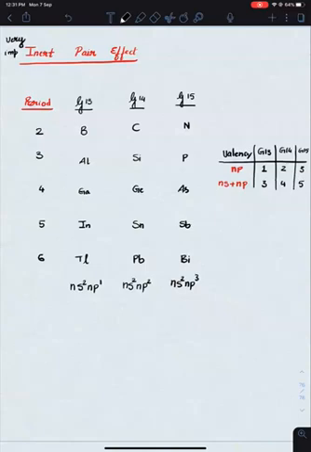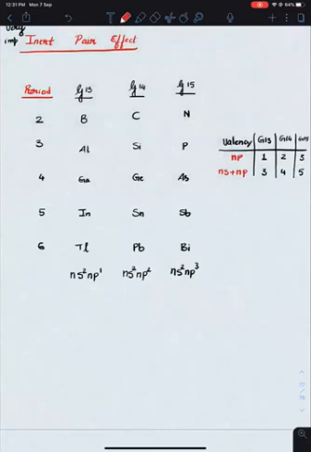From which period does the d subshell start? 3. From which period does the d subshell start? 4. The period just before gallium, you will be filling 3d, right? Yes. Okay. Before indium there is 4d, and before thallium you have 5d as well as 4f. Okay. ठीक है.